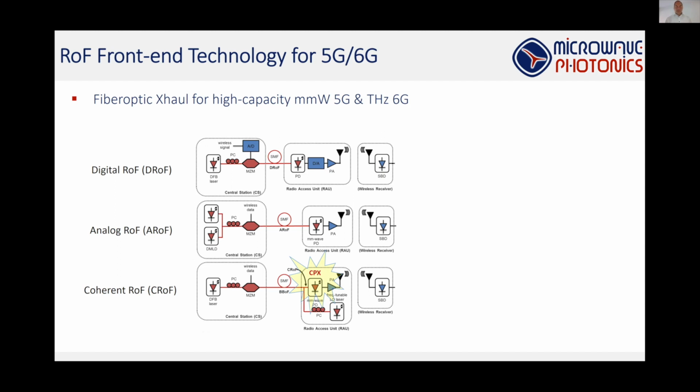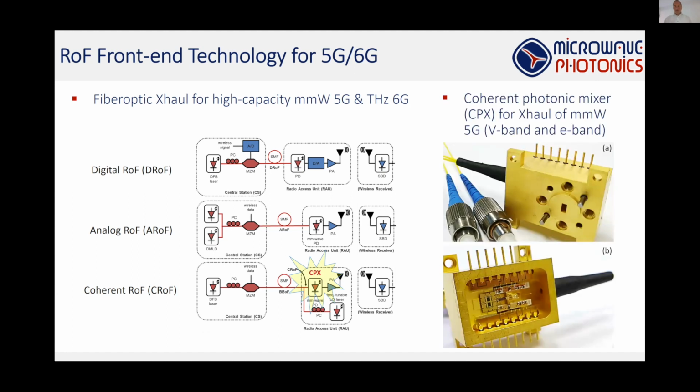If you see this device here, it basically has two optical inputs, and its function should be to upconvert a baseband optical signal to an RF millimeter wave, terahertz or microwave RF signal. And you see one of the developed components here on the right-hand side. This is a CPX, or an upconverter, basically for E-band and V-band frequencies.